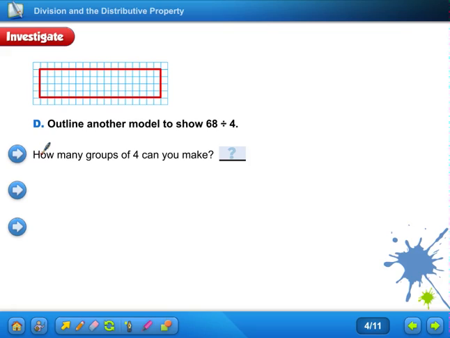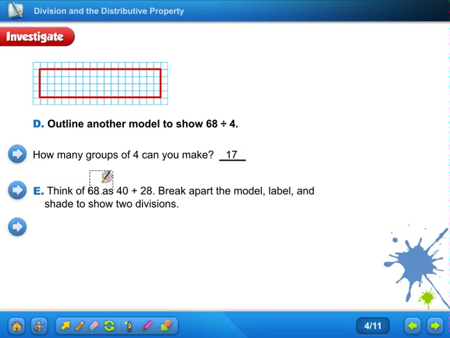Now let's see what they ask us to do. How many groups of 4 can you make? Let's count. Here's a group of 4. Here's a group of 4. Here's a group of 4. So let's count how many groups I have total. 1, 2, 3, 4, 5, 6, 7, 8, 9, 10, 11, 12, 13, 14, 15, 16, 17. Let's see if we're right. 17. Nice job.